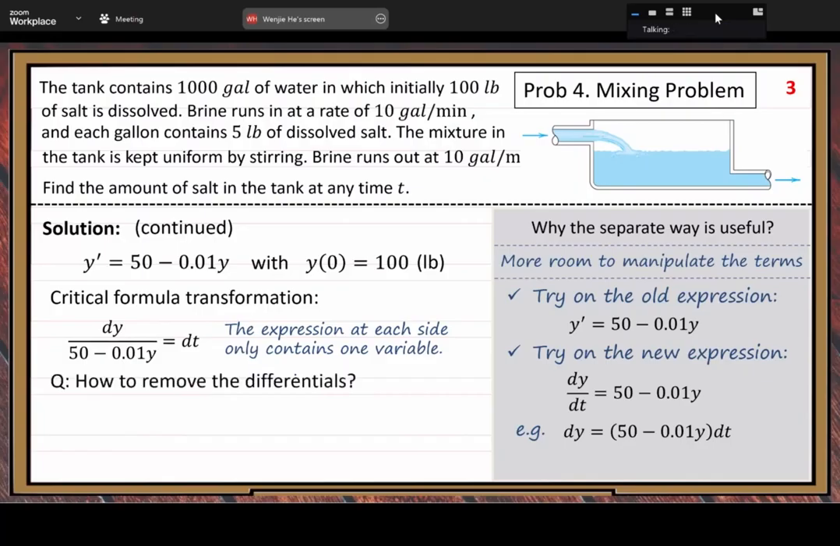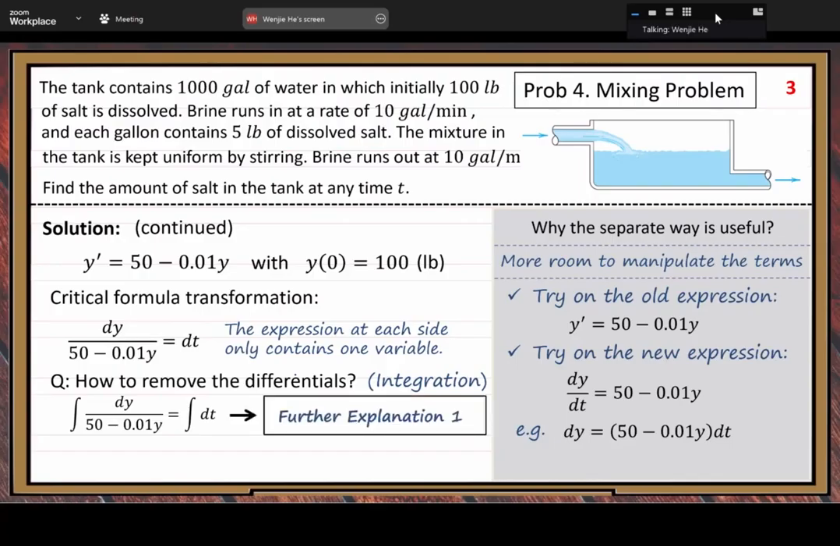All right. How to remove the differentials? We know by integration. Take integration on both sides, the inverse operation of differential, integral, both sides. Do the calculation, simple calculation of these two expressions, not very hard, right? In order to save a few minutes, I put it in further explanation number 1.